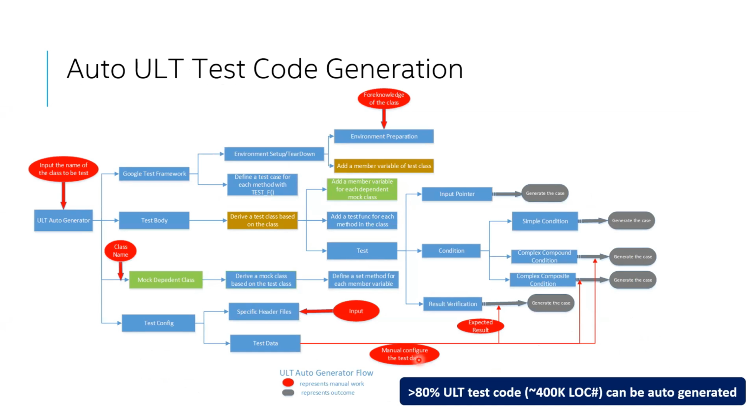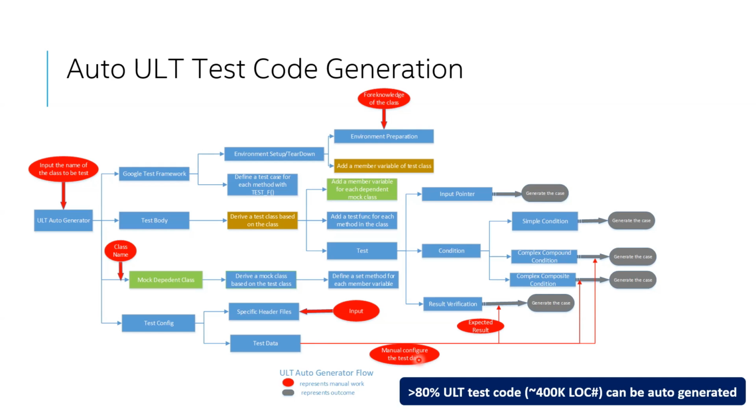This is a diagram of the overall auto ULT test code generation system. For the red blocks, I would say not 100% of the code can be auto-generated. To ensure the generated ULT tests are efficient and effective, we still need around 20% of manual effort. The red circles mention the manual effort we need in our daily ULT development. Other parts can be fully auto-generated.